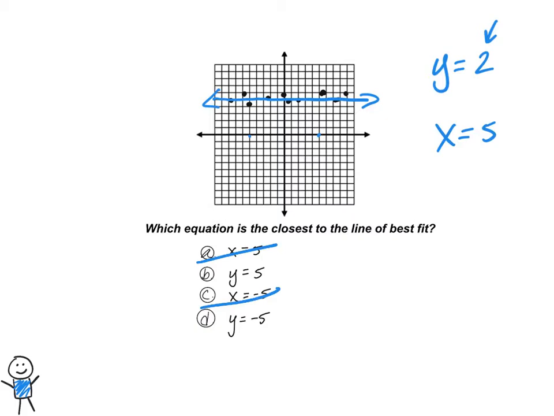Now we've got to decide, is this y equals 5 or y equals -5? And since I'm up on the coordinate plane, I know that the equation of the line of best fit for this data is the +5.